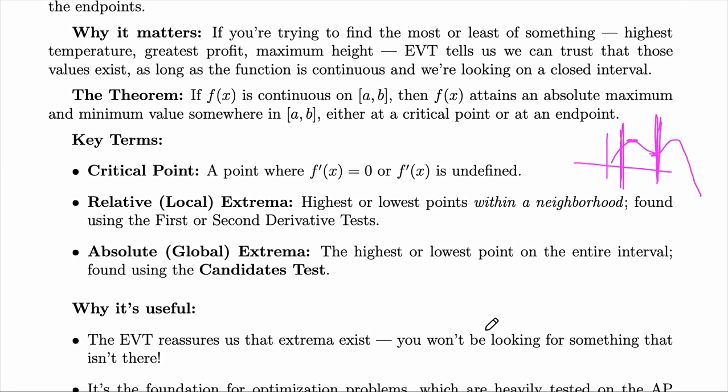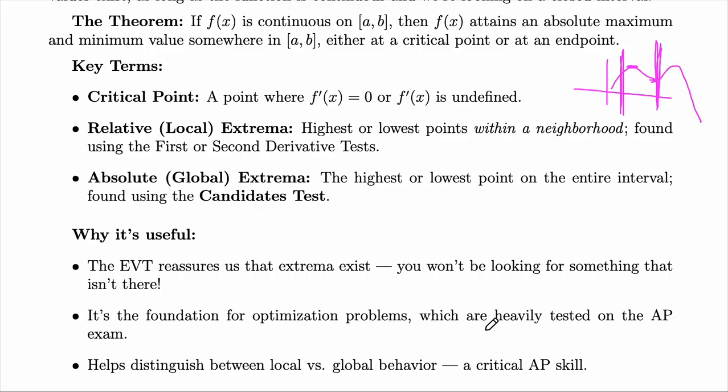So going back to the EVT, let's talk about why it's useful. Basically, it assures us that extrema exist, so you're not going to be looking for something that isn't there. And then it's really the foundation for optimization problems, which are heavily tested on the AP exam. So that's like maximize this quantity or minimize this quantity. And it helps us distinguish between local and global behavior, which is critical for the AP exam.